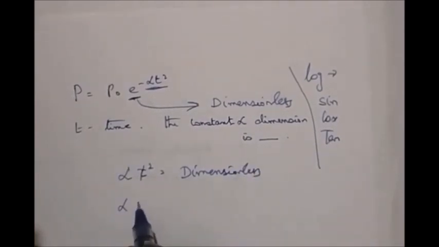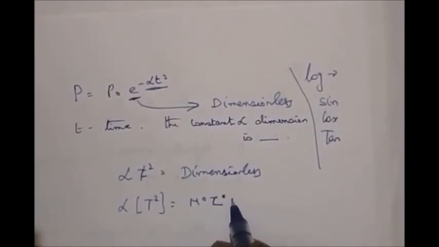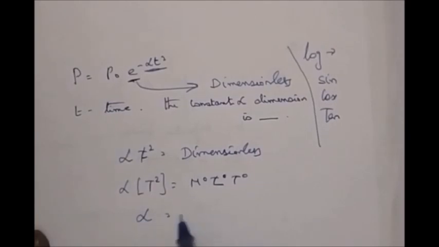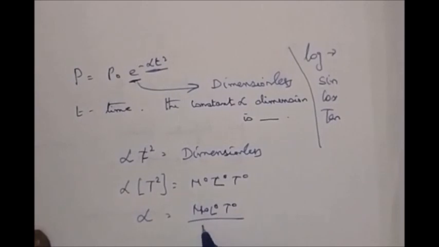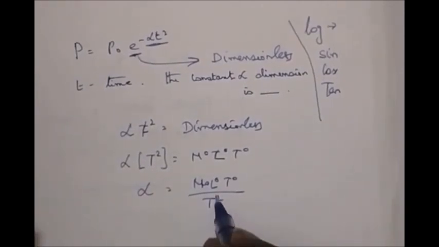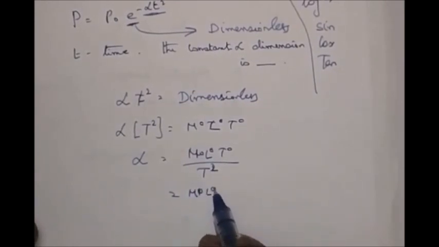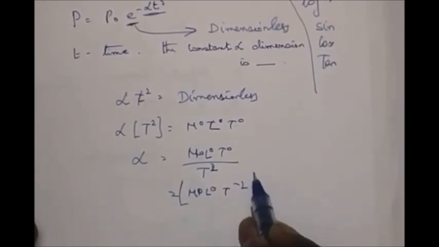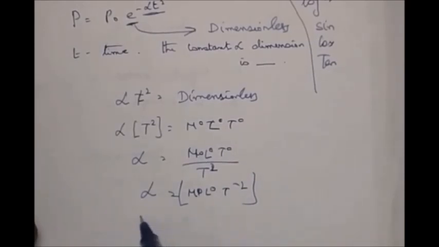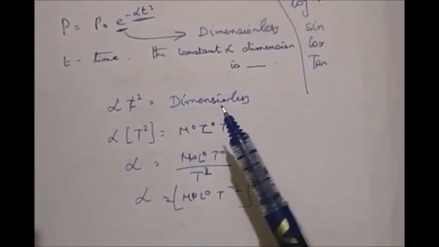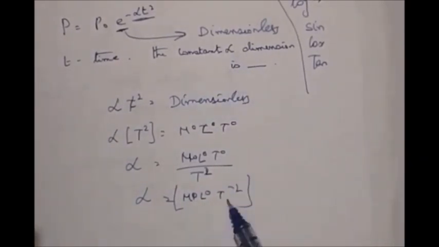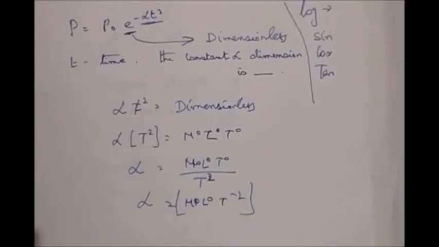So putting dimension here, it is equal to M0 L0 T0. So alpha is equal to M0 L0 T0 upon T square, so this goes to M0 L0 T minus 2. That is alpha. So alpha has a dimension of this. It is already given here. So what is alpha? T minus 2 is going to be the final answer for this one.